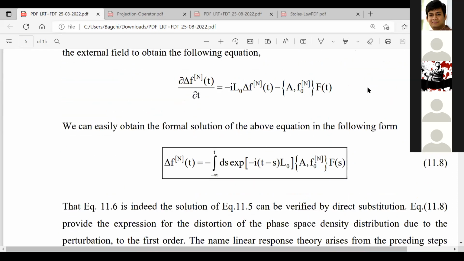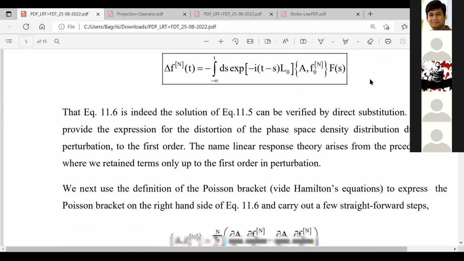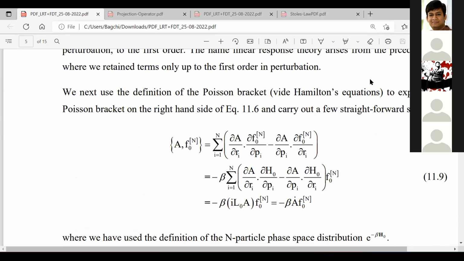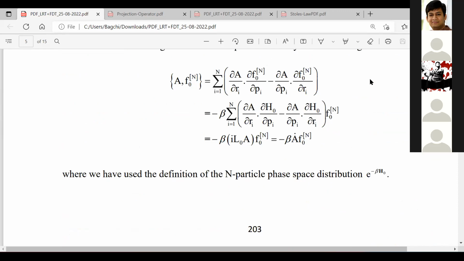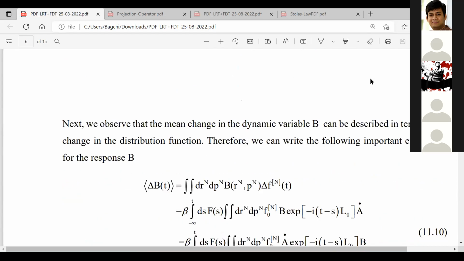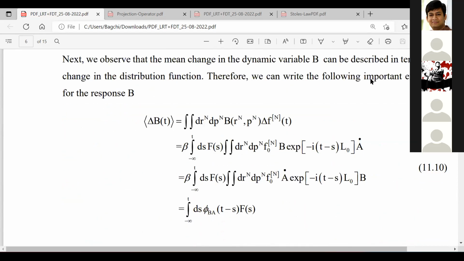Then I solve it in a formal way. My first order inhomogeneous differential equation. Then I go and see F naught, write down the commutator or Poisson bracket, and I find minus beta A dot F naught n. The beauty is that F naught n remains, and that remains because F naught n is e to the power minus beta H. This is just amazingly lucky, really lucky. And then you do some passaging here, equation 11.10, and you find the response.